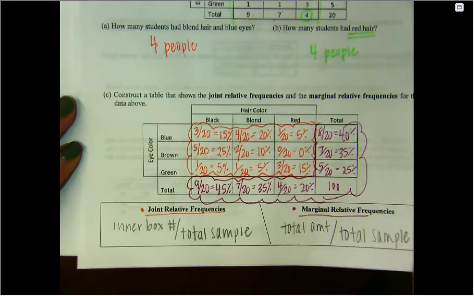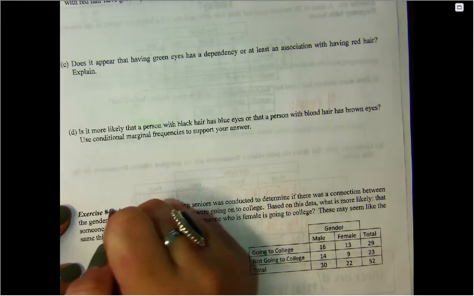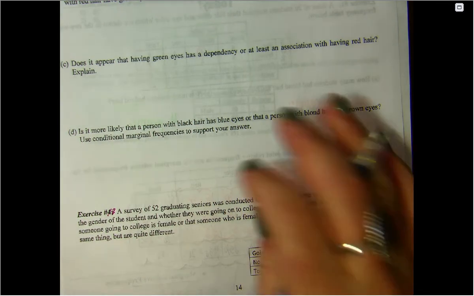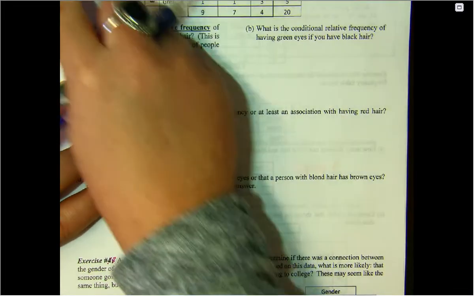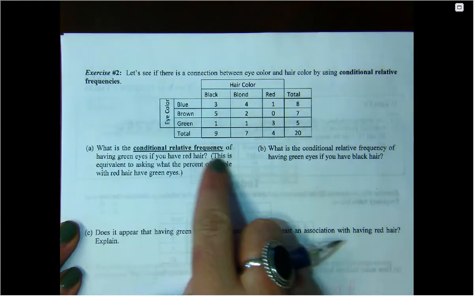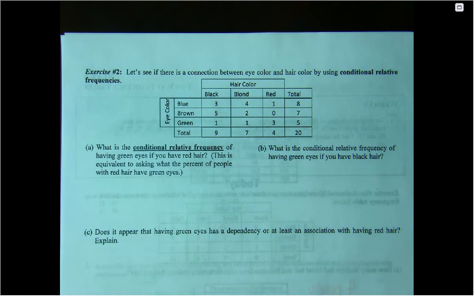All right, let's get into the more complicated stuff. So this is the last exercise for today, exercise 2, and this should say 3. Okay, so now what's happening here is we are going to talk about if there's a connection between eye color and hair color by using conditional frequencies, okay? What does conditional frequency mean? Conditional means that something is being kind of reliant on something else.